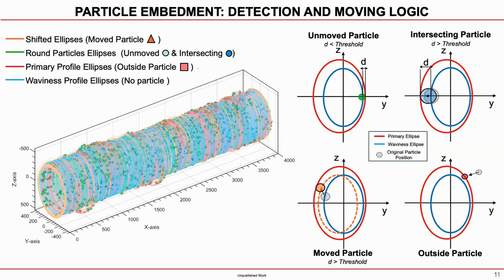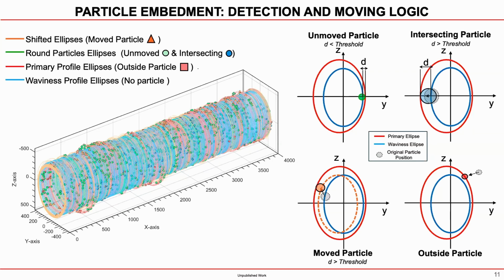How to do this? The idea is to still consider the primary and the waviness ellipses, and consider, at the central point where the particle lies, the distance with respect to the primary ellipse. If this distance is lower than a specific threshold, the particle will stay where it is. If the distance is higher than a specific threshold, then we have 2 different cases. In both cases, we shift the particle so that it is tangent to the primary ellipse, which is basically the bounding box of the strut.